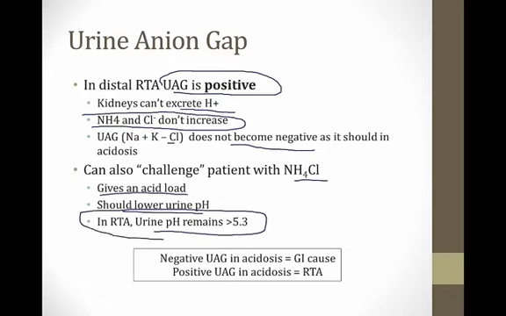So I've summarized two very high yield points down here on the bottom for you to remember. A negative urine anion gap occurs in acidosis from a GI cause. A positive urine anion gap occurs in acidosis from an RTA. And this is how you can make the diagnosis of a type 1 RTA and exclude that diarrhea is the cause of a non-anion gap metabolic acidosis.